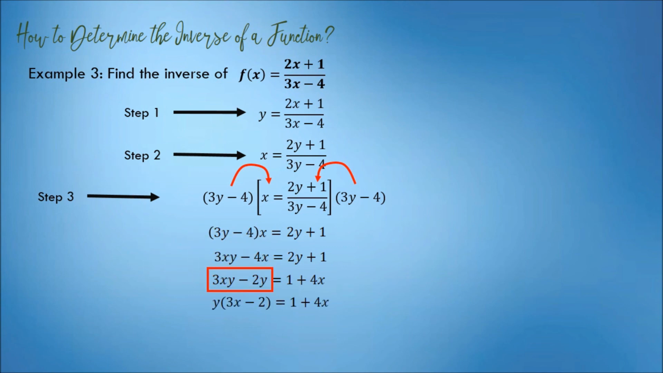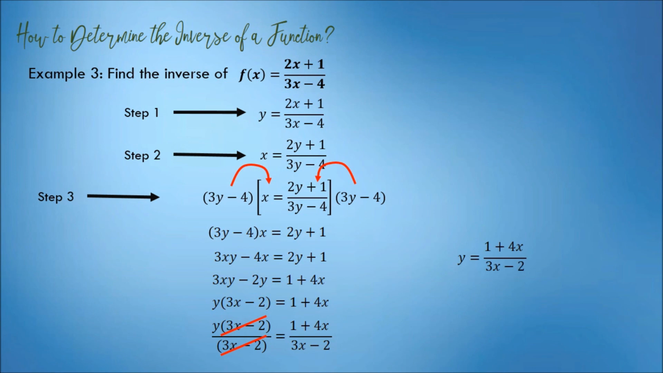Factor this left side to isolate y. This will become y times 3x minus 2. Then, divide both sides of the equation by 3x minus 2. The result is y is equal to 1 plus 4x all over 3x minus 2. This is the inverse of the given function. F raised to negative 1 of x is equal to 1 plus 4x all over 3x minus 2.